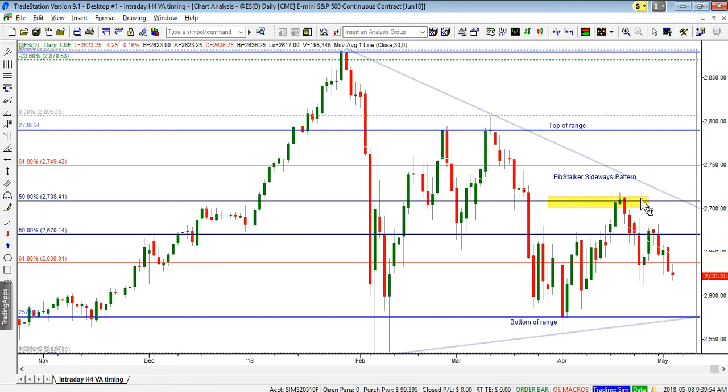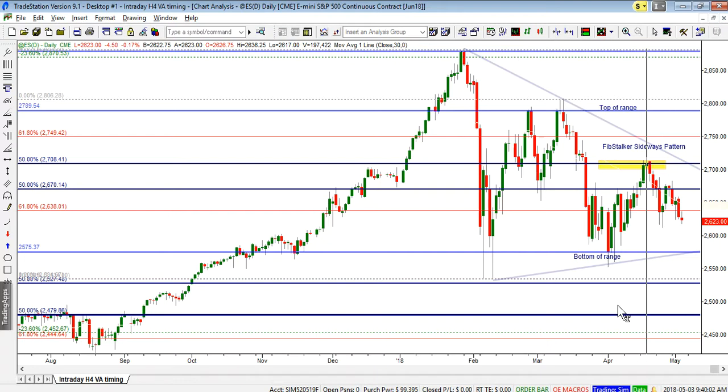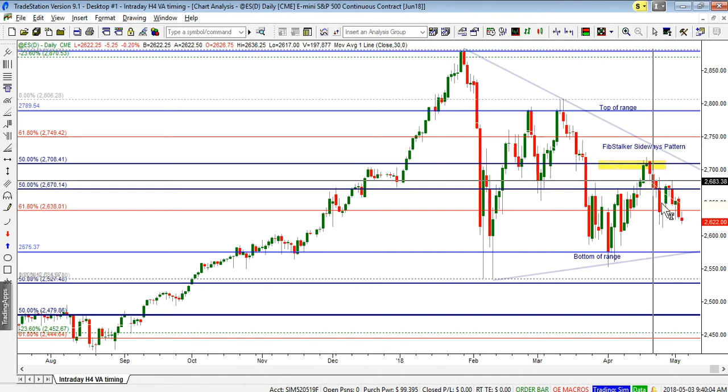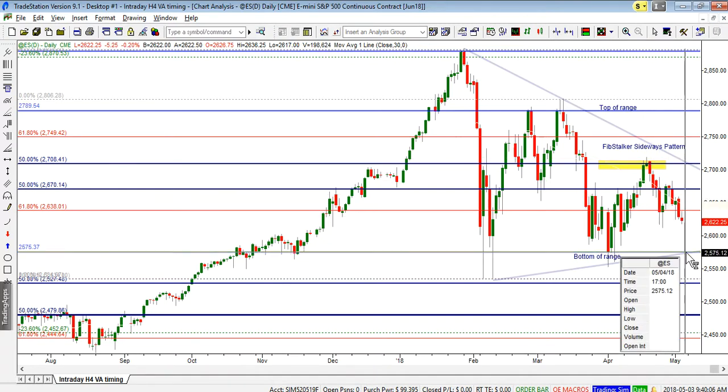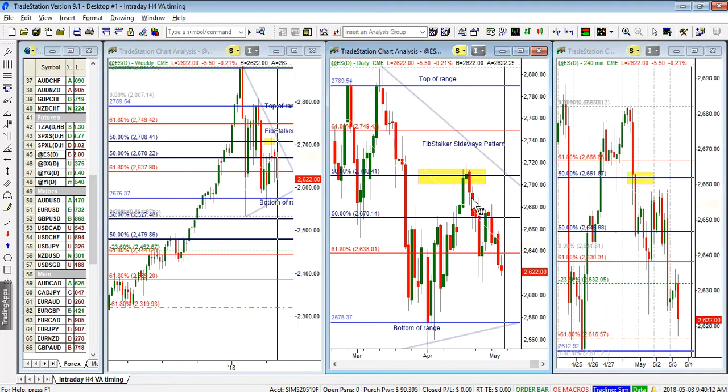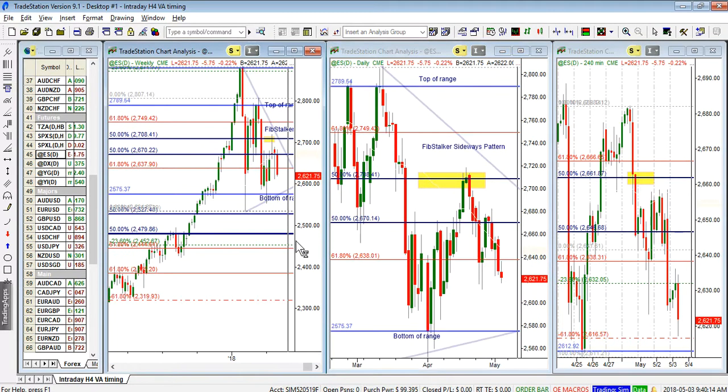We will leave this level there because they represent the channel of the sideways pattern. But at the moment, what we're seeing is that the 50% short seems to be firmly in control here, which means that this market could quickly move into 25.75, the bottom of the range, and then we will assess from there.